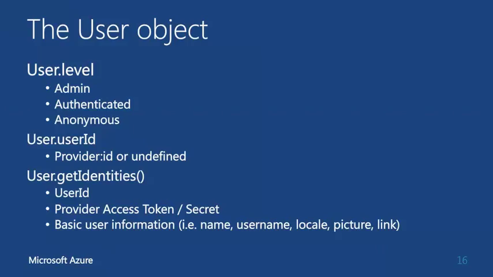And also we can ask for getIdentities. We can call the getIdentities method on our user object and obtain the user ID, the access token for querying our authentication provider, and some other basic user information like name, email, pictures, and so on.